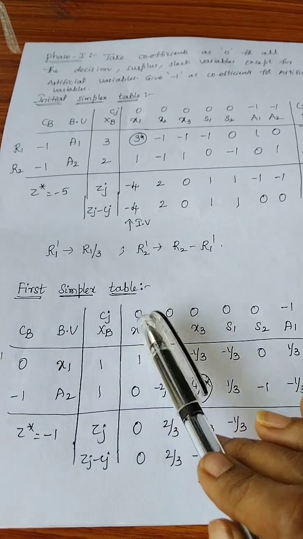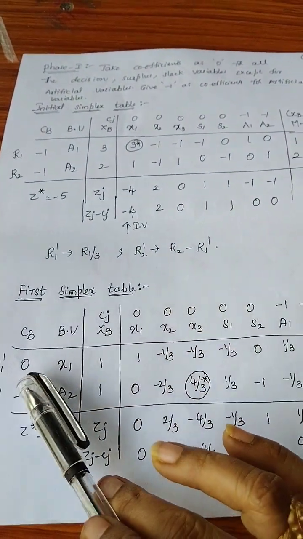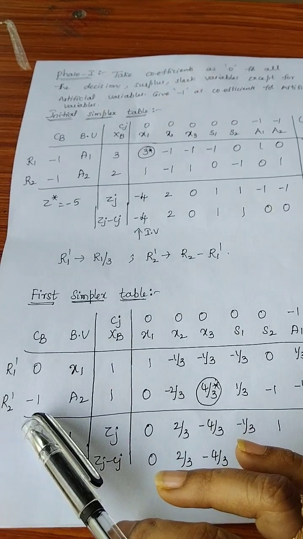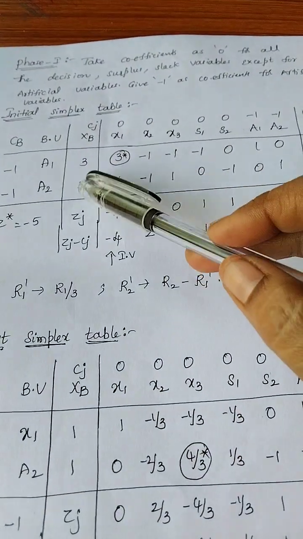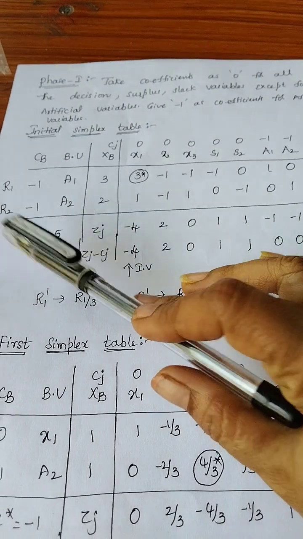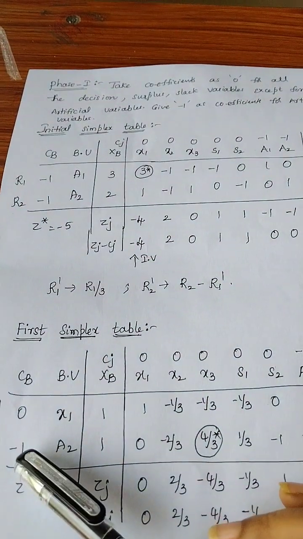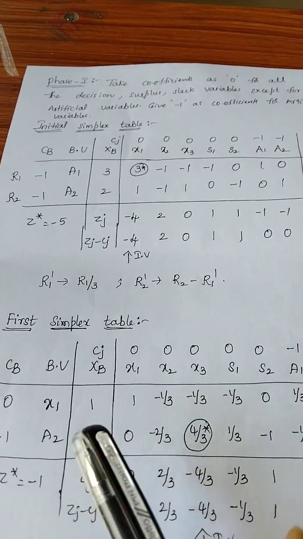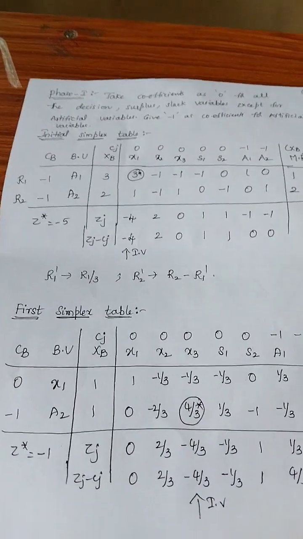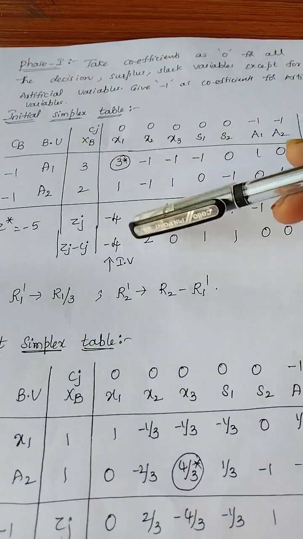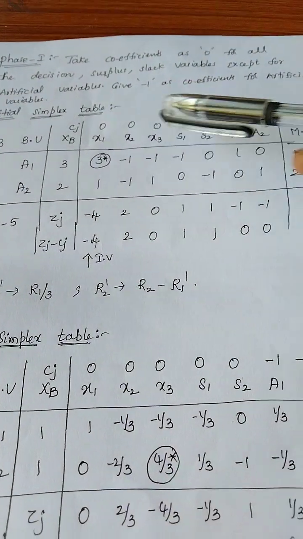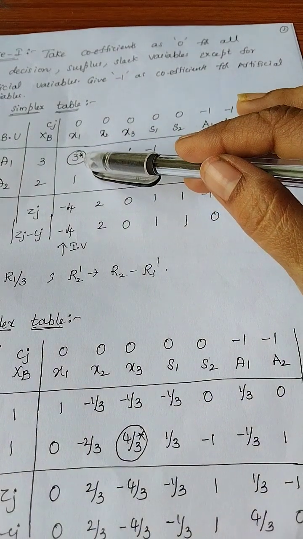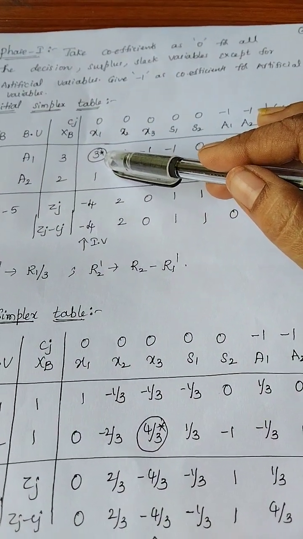So what is the coefficient for x1? 0. And a2 is as it is, you are going to write -1. Here, a2 is -1. Okay, now we are going to do the row operations. What is meant by the key element? The intersection of the incoming variable and outgoing variable is called the key element. Here the star represents the key element.